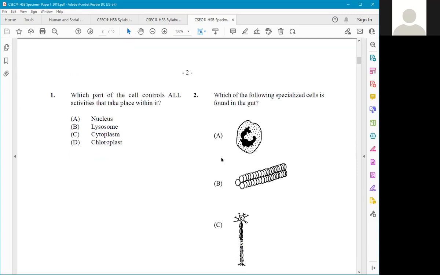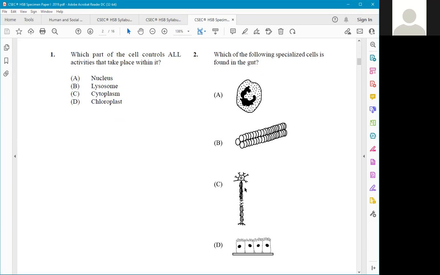Number 1. Which part of the cell contains? I'm laughing because I would have asked that same question. Which part of the cell controls all the activities of the cell? Quite naturally, that would be the nucleus, which of course is A.